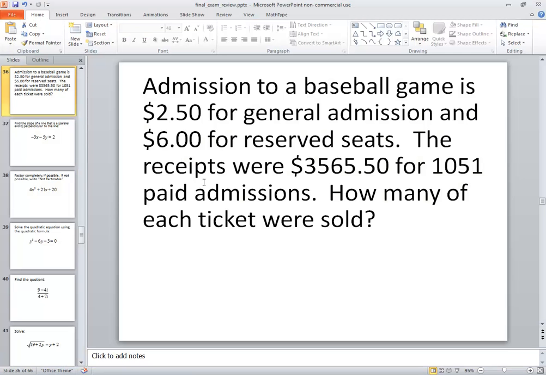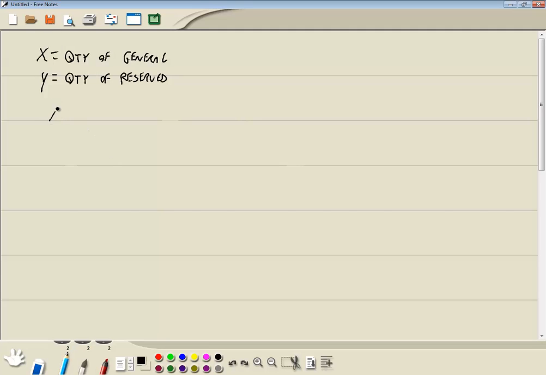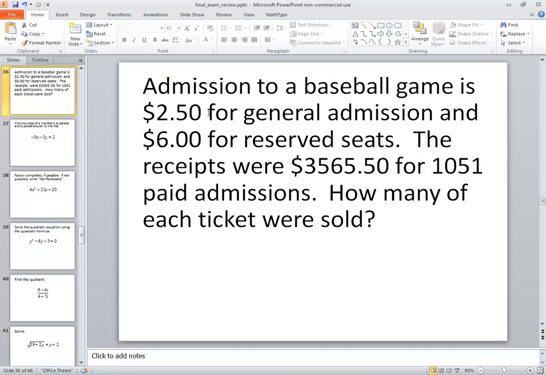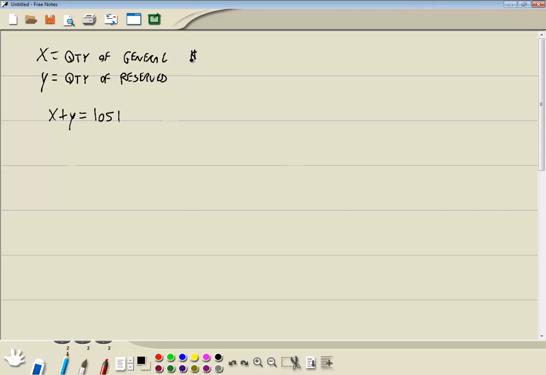Okay, well to begin with, they tell us that there's 1,051 paid admissions. So it's a total of 1,051 tickets, which means X plus Y is equal to 1,051. Now, our general admission cost $2.50, and reserved is $6.